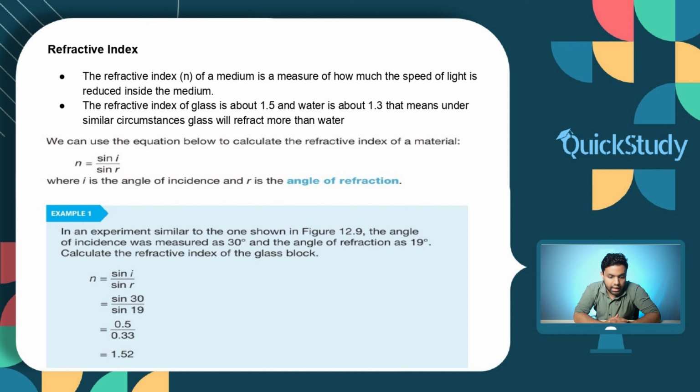Let's look at an example using this equation. In an experiment, the angle of incidence was measured as 30 degrees and the angle of refraction was measured as 19 degrees. We have to calculate the refractive index of the glass block. So the formula is n equals sin i divided by sin r. So sin 30 divided by sin 19 would come out as 0.5 divided by 0.33. The answer would be 1.52.